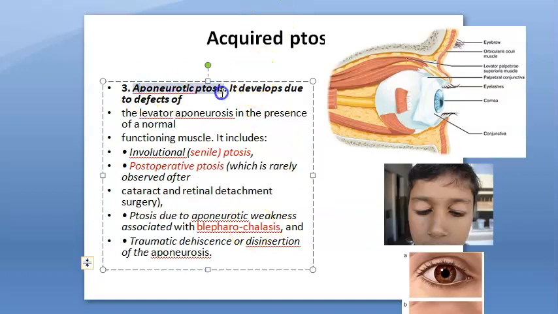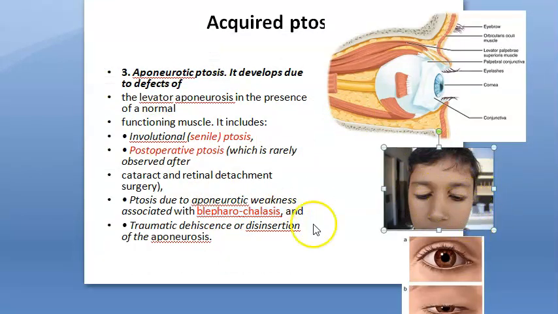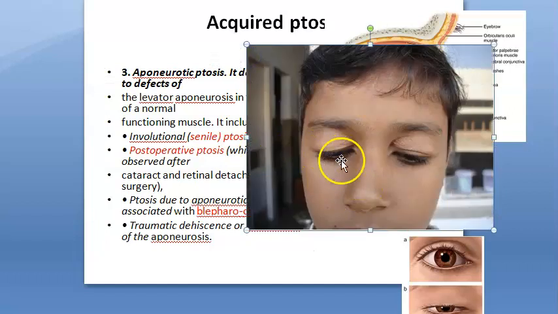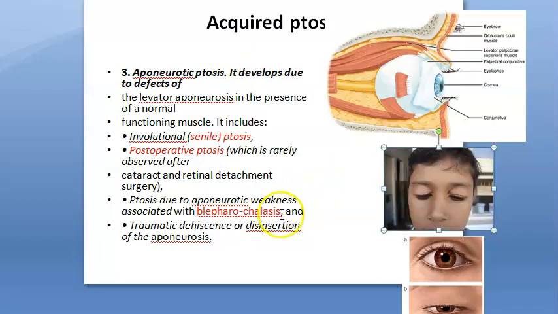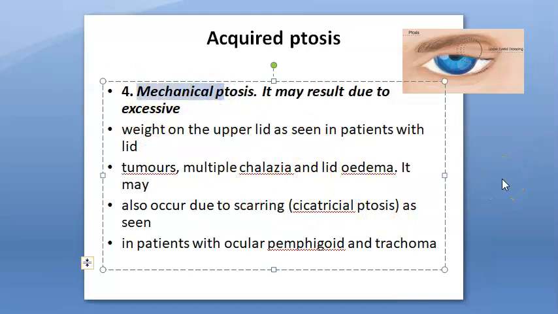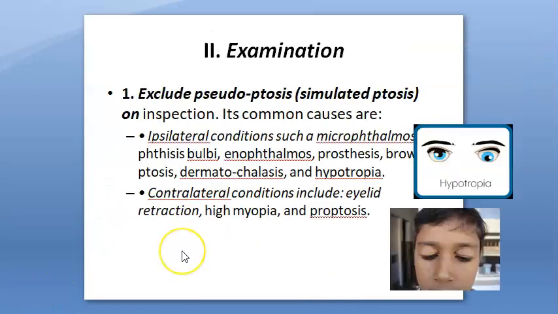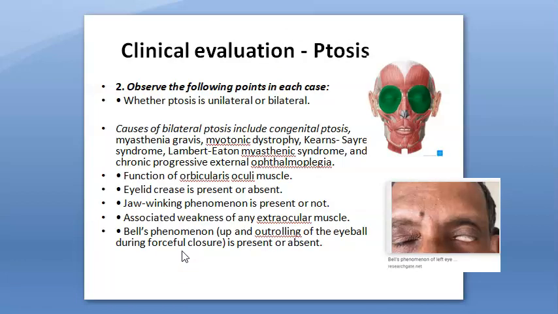The third one is aponeurotic ptosis. This is some extra fold of the eyelid skin, what is that called? Chalasis, isn't it? And lastly, mechanical ptosis, because of some chalazion or something. It is so heavy that the eyelid is falling down. So you can check why the person has ptosis.